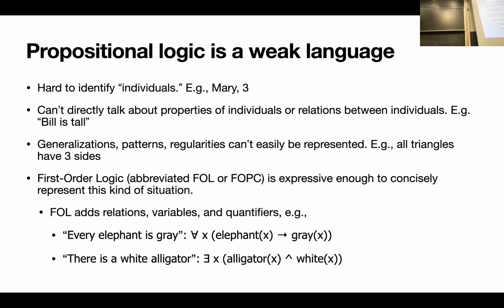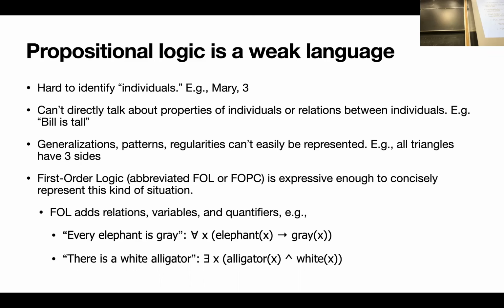We can have relations, variables, and quantifiers in particular. So we can say things like every elephant is gray, which is expressed in first order logic as for all X, elephant of X implies gray of X. What about this one: there is a white alligator? We use a different quantifier here, called exists, which means there exists an X which is alligator of X and white of X. There exists an X which is both alligator and white.